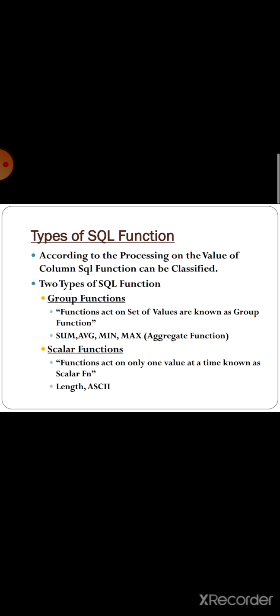Okay, group functions means functions that act on a set of values are known as group functions. We can say some of the examples: sum, average, minimum, maximum. So these are some of the group functions. Okay, next one, scalar functions. Functions that act on only one value at a time are known as scalar functions. Okay, for this some of the examples are length and ASCII.